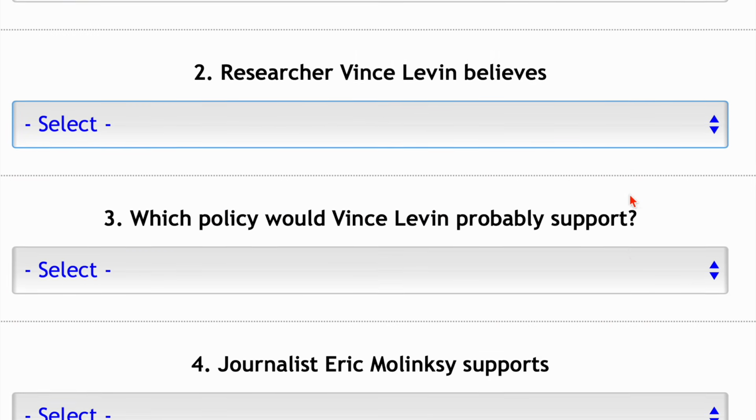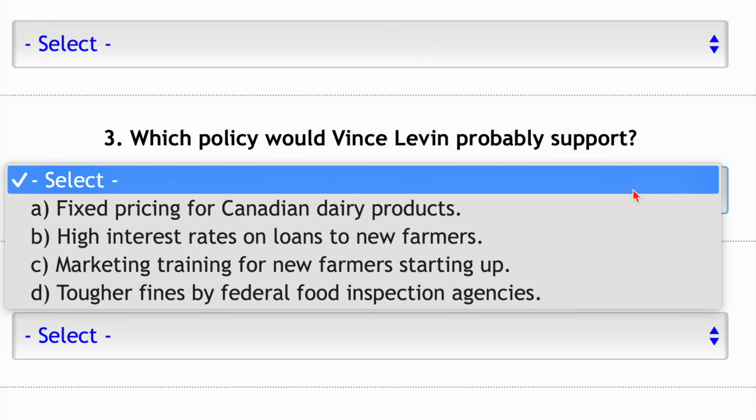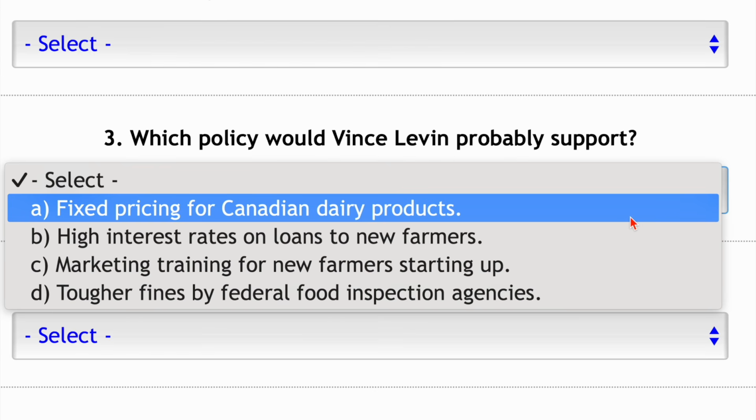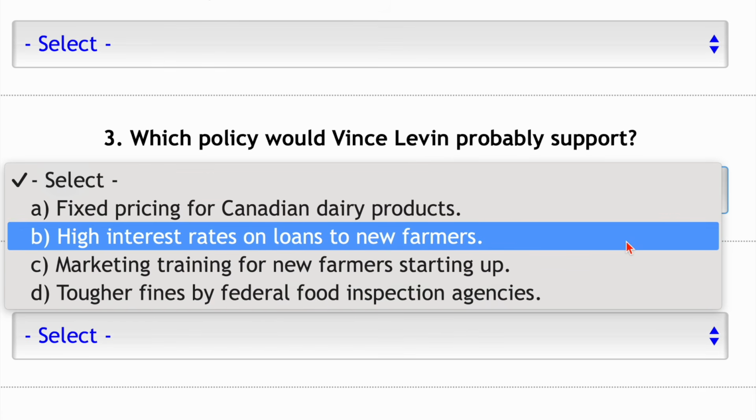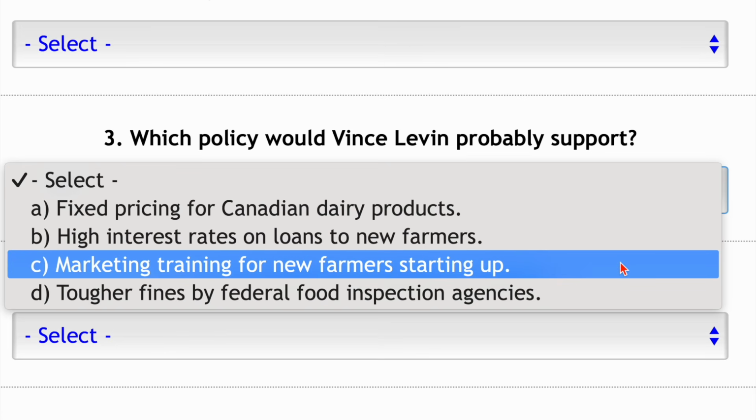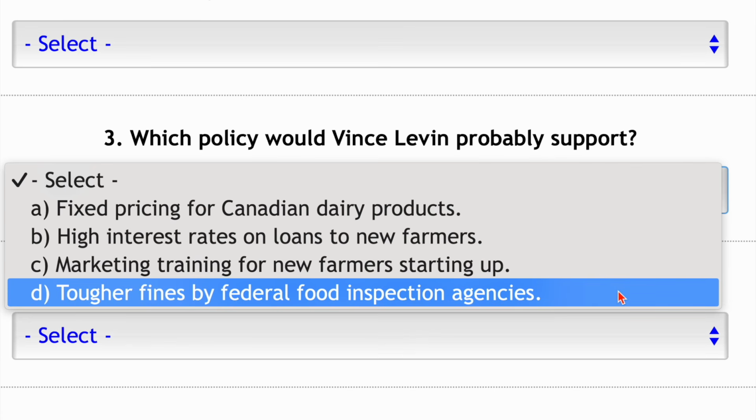Okay, so now let's go to number 3. Which policy would Vince Levin probably support? Fixed pricing for Canadian dairy products, high interest rates on loans to new farmers, marketing training for new farmers starting up, tougher fines by federal food inspection agencies.